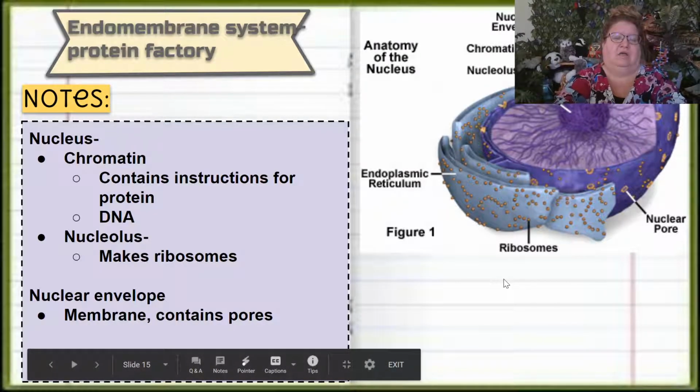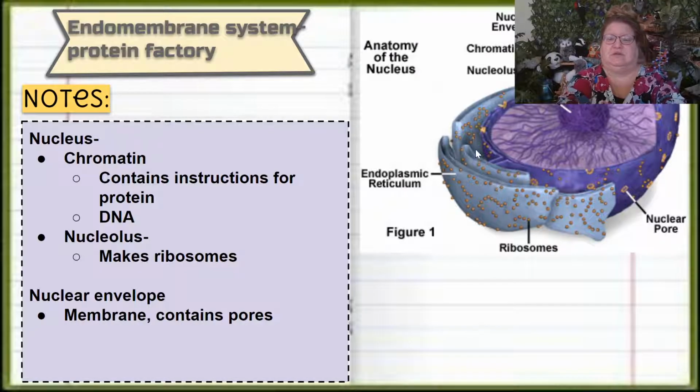Now, the nucleus itself, let's take a look at that. The nucleus is going to contain three distinct regions. The chromatin, which, as I said in the earlier video, is the DNA. It basically contains the code for making proteins.